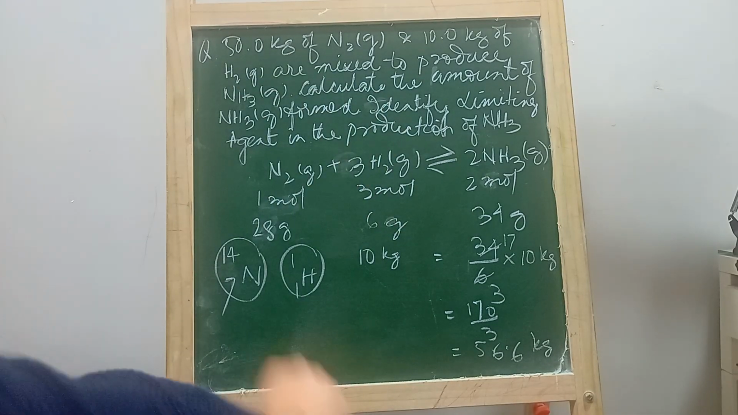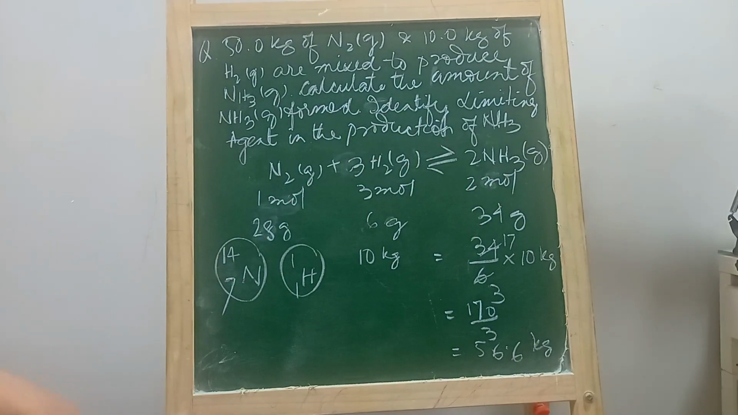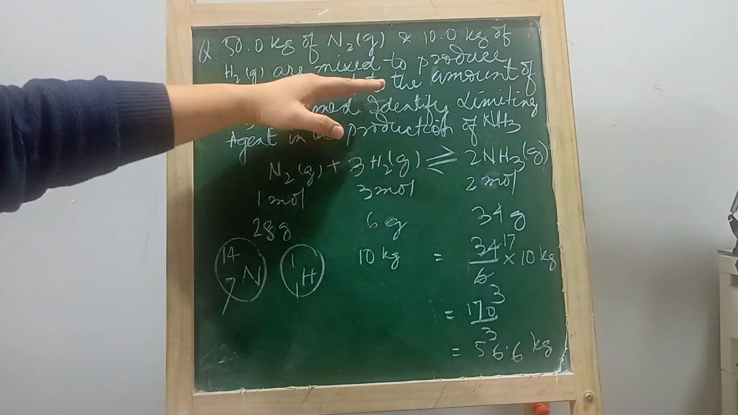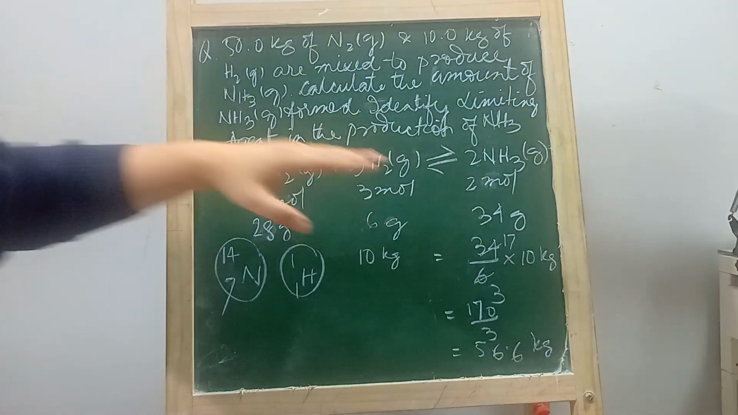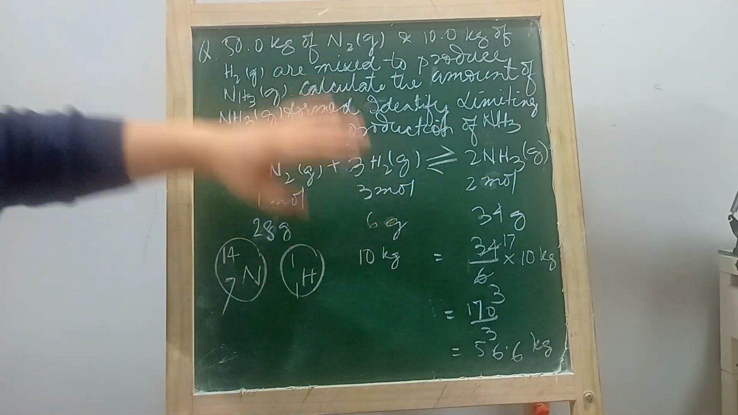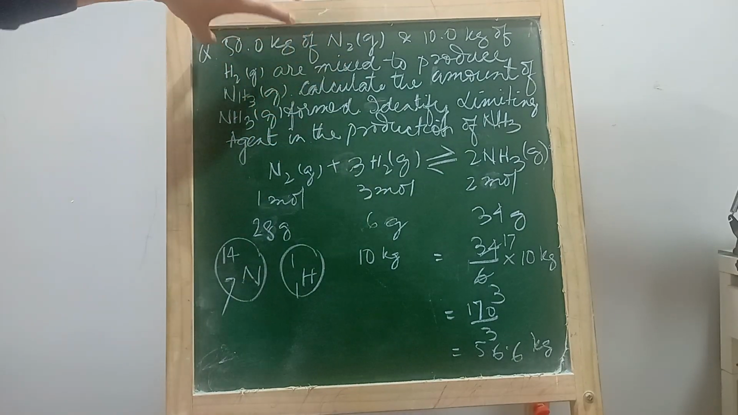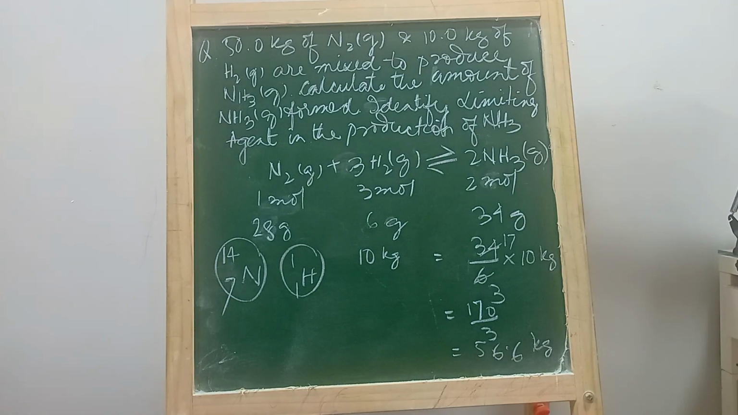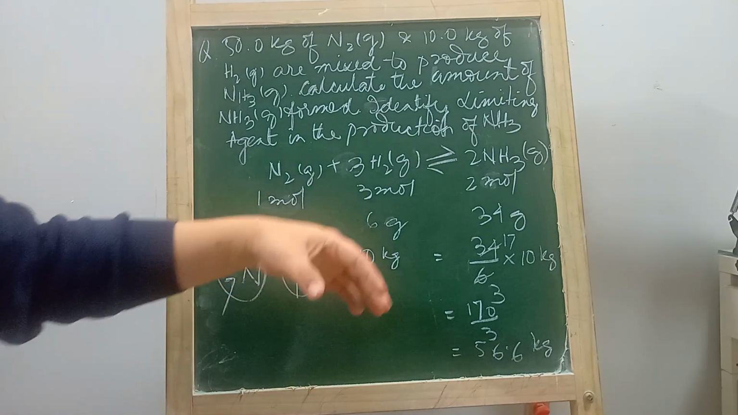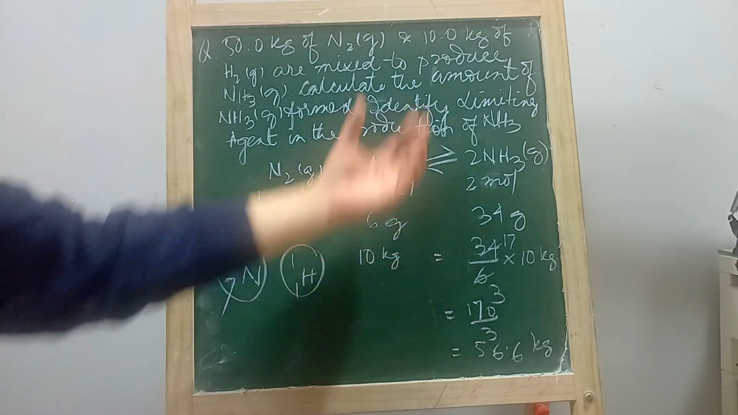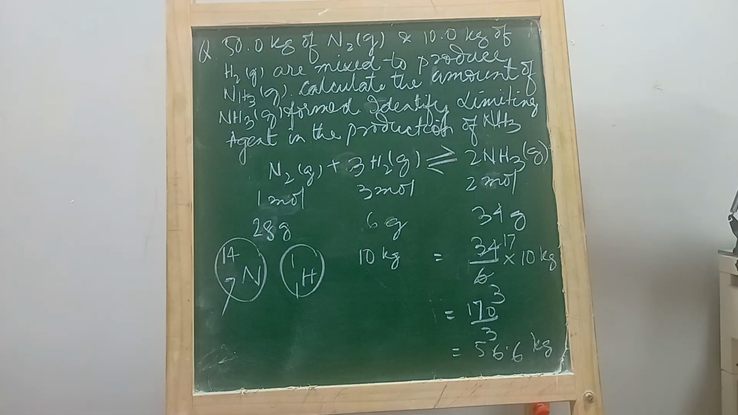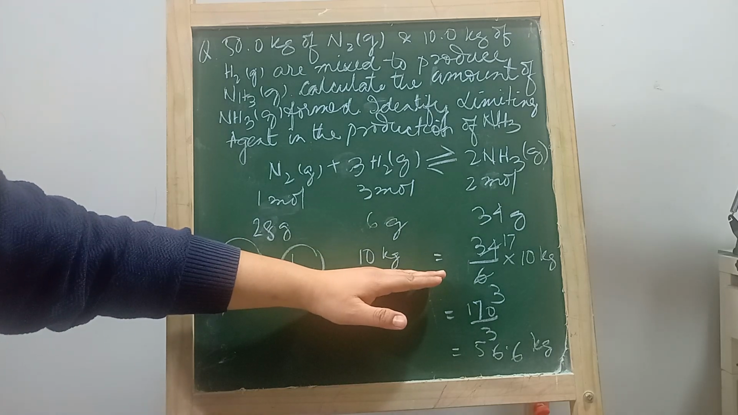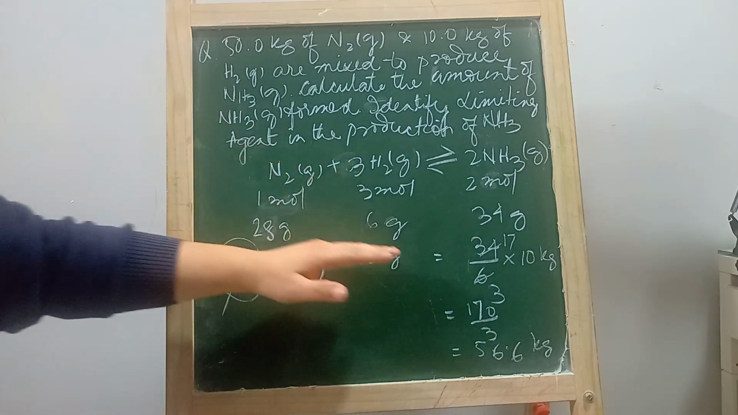Fine. So how much ammonia will form? It depends on hydrogen, because hydrogen is the limiting reagent. This is what the second part of the question says: identify the limiting agent. So in this particular situation, according to the given mass of the two reactants, hydrogen is the limiting reagent. That means the amount of ammonia formed will depend on the quantity of hydrogen. So now we will calculate using 10 kg of hydrogen. A little bit of nitrogen will be left out.